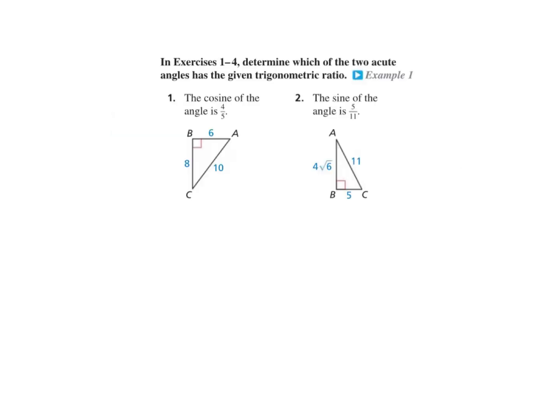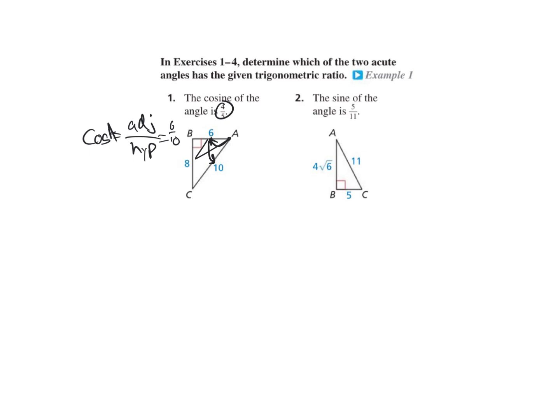All right, number 1. Determine which of the two acute angles has the given trigonometric ratio. We want the cosine, and the ratio is 4/5. So which sides, when you write it as a fraction, give you 4/5? Well, if you're at angle A, you have 8/6, but that's tangent. So the cosine would be the adjacent leg over the hypotenuse, 10. So that would be 6/10. Cosine of A is 6/10. That doesn't reduce to 4/5.